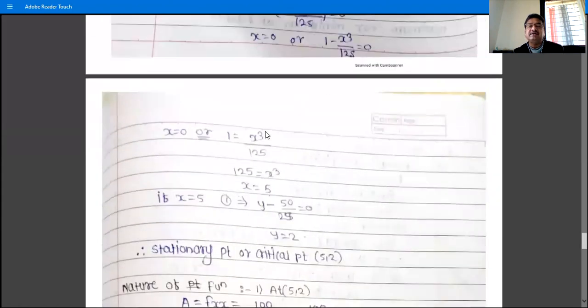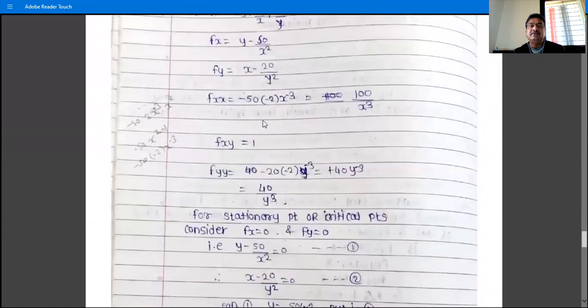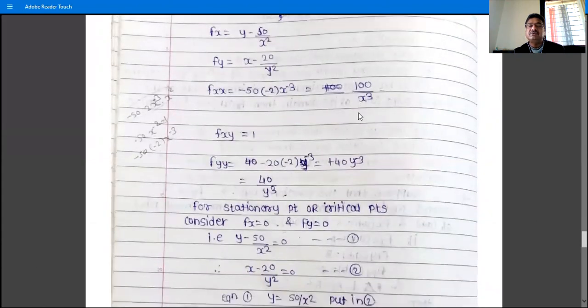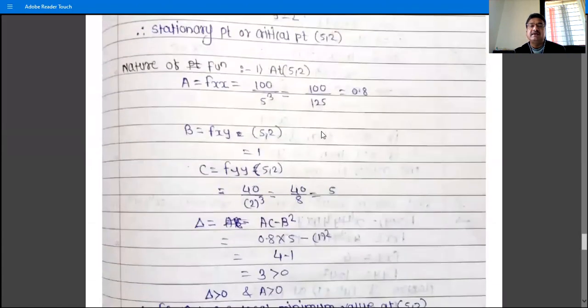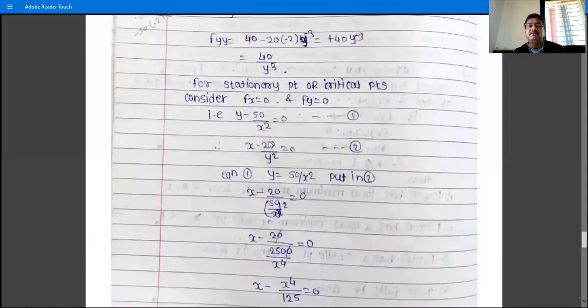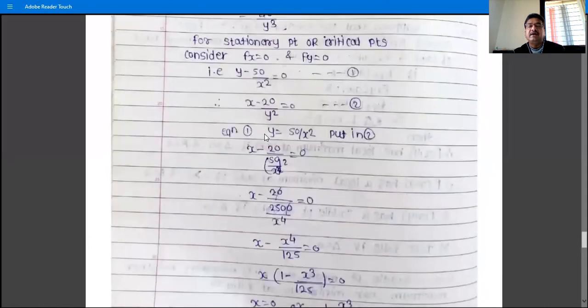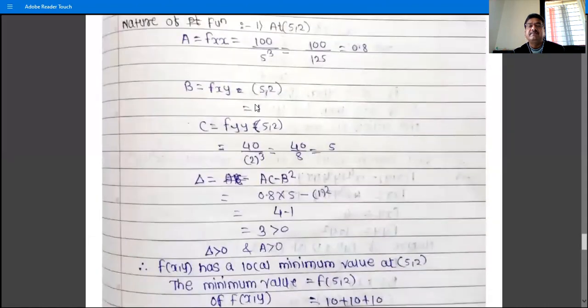Substitute in the function: fxx is 100 by x cube. Substitute x as 5, y as 2. So we get 100 by 5 cube. x is 5, so 100 by 125, that is 0.8. Then capital B is fxy at (5, 2). fxy is 1, so the value at (5, 2) is also 1.